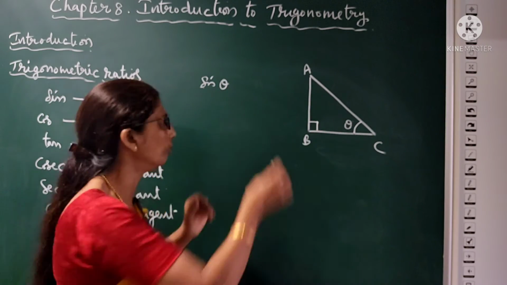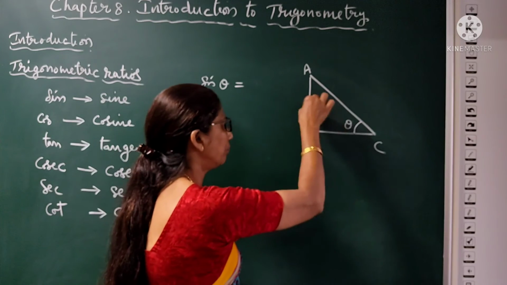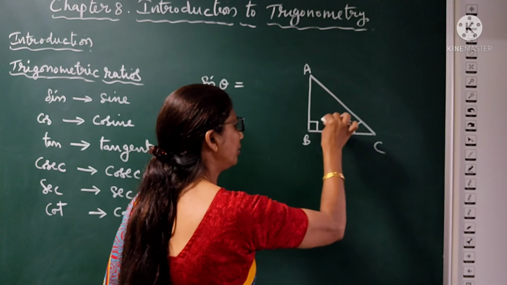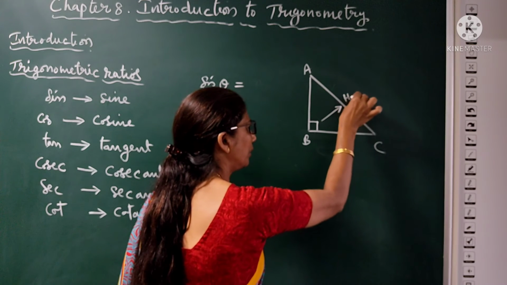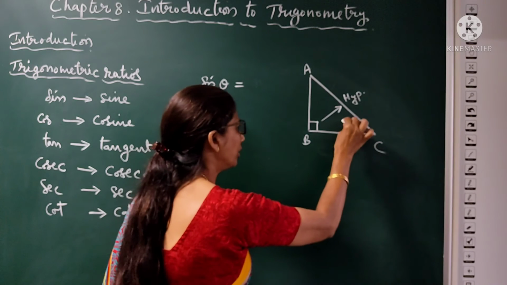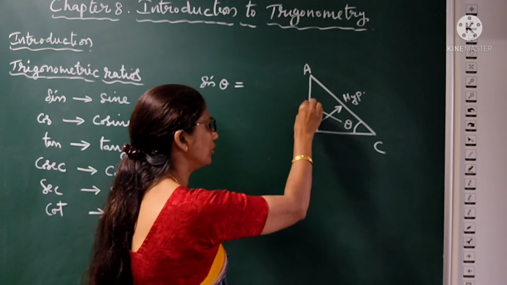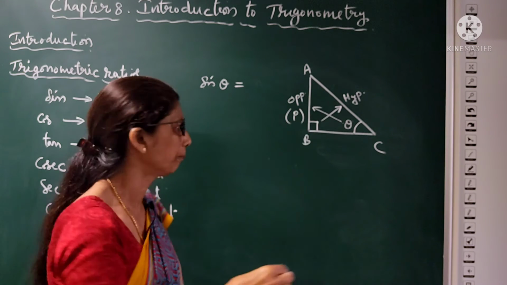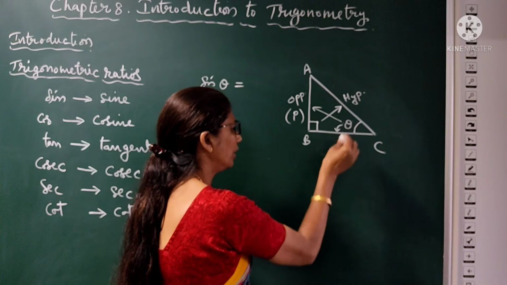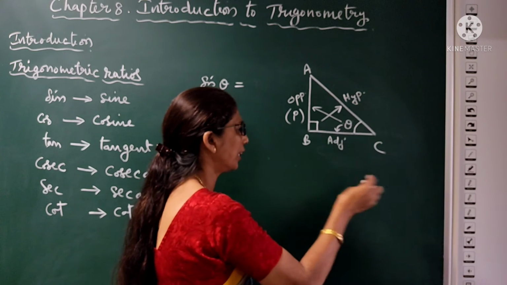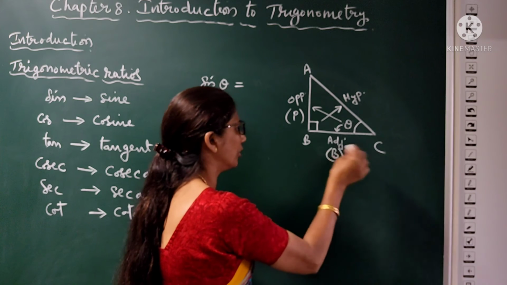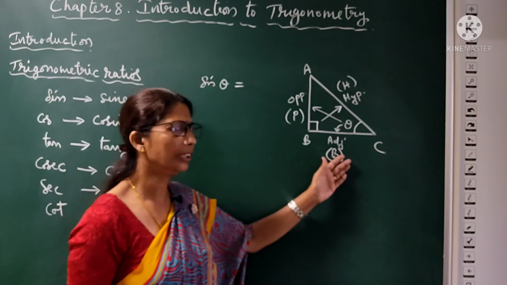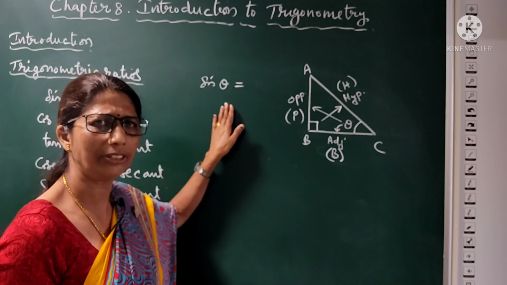Before writing this formula, we have to know what the opposite and perpendicular are. Here, the 90 degree angle's opposite we first write as hypotenuse. This is the hypotenuse, and for theta, this is the opposite side. Opposite means we can consider it as perpendicular. And the side nearer to theta is the adjacent side or base. Hypotenuse we can represent with H. These are the sides. Now, what is sine theta here?